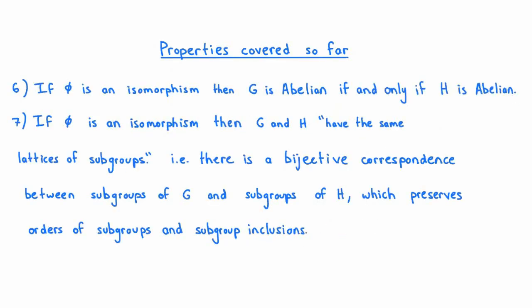And finally, in the previous video, we also proved that if phi is an isomorphism from G to H, then G is abelian if and only if H is abelian. And if phi is an isomorphism, then G and H have to have the same lattices of subgroups.